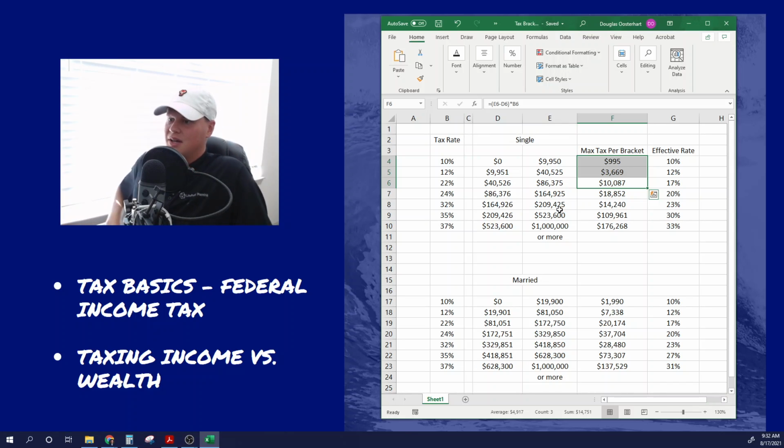So again, back to the 100K example, not all 100,000 is going to be taxed at 24%. Some of it will be taxed at 10, some of it will be taxed at 12, some of it will be taxed at 22. Therefore, to think that all of the dollars will be taxed at the same rate is incorrect, and it's a misconception. So I hope that is somewhat clear, even though when I was saying it, it may sound confusing.